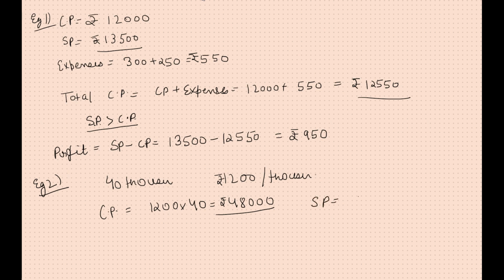So the cost price of the garment showroom is 48,000 rupees and their selling price is 46,800 rupees. Okay, so we can see here cost price is greater than selling price. So in this case the showroom has faced loss. So 46,800 minus 48,000 will be equal to 1200 rupees. And children, this is your answer.